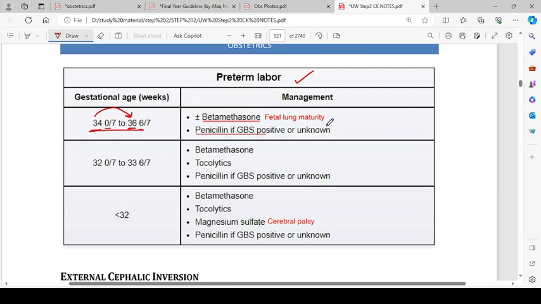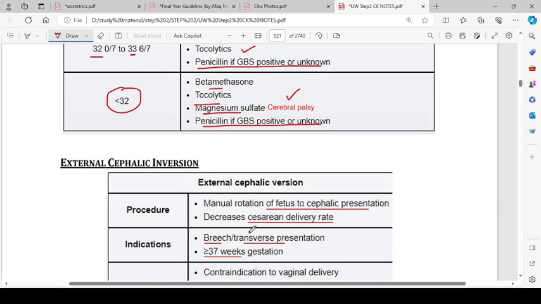34 to 36 weeks, betamethasone, which helps with the fetal lung maturity, and penicillin if the group B streptococcus is positive or unknown. From the 32nd week to 33 weeks and 6 days, we give betamethasone, tocolytics, and penicillin if the group B streptococcus is positive or unknown. For less than 32 weeks, betamethasone, tocolytics, magnesium sulfate for the cerebral palsy, and penicillin if group B streptococcus is positive or unknown.